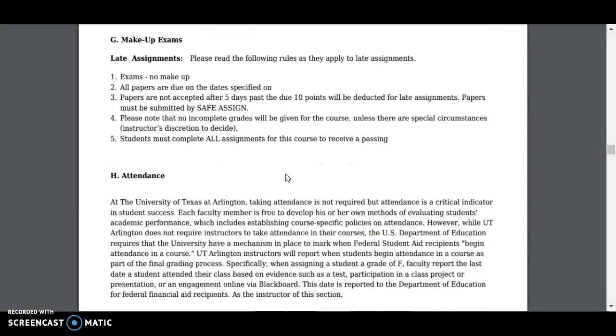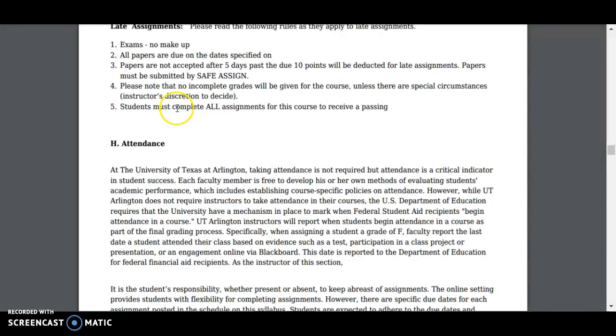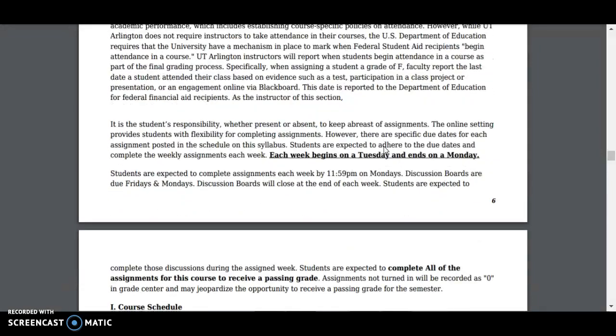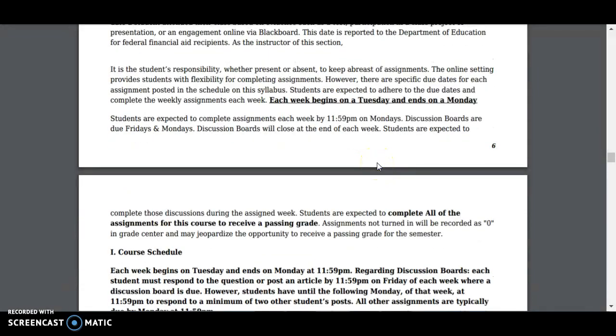You have to complete all of the assignments for this course to receive a passing grade. And attendance each week begins on a Tuesday and ends on a Monday. That's important for you to know.